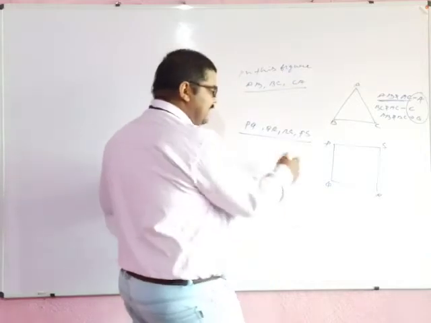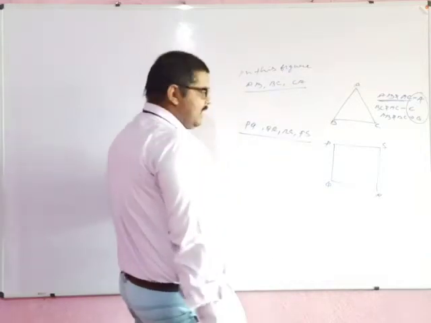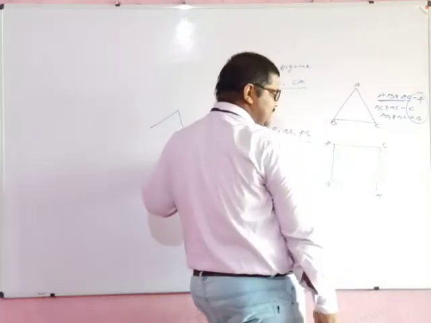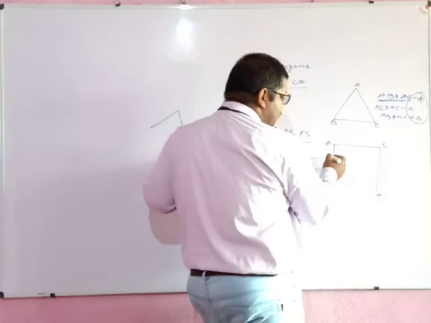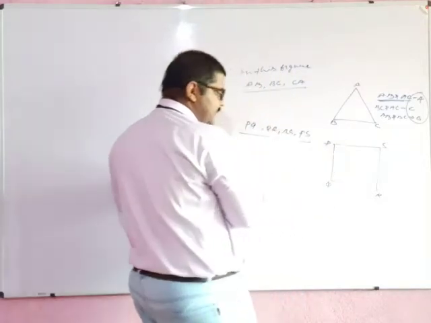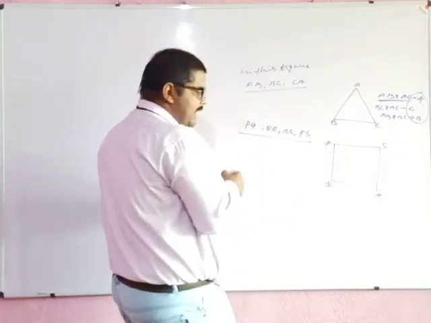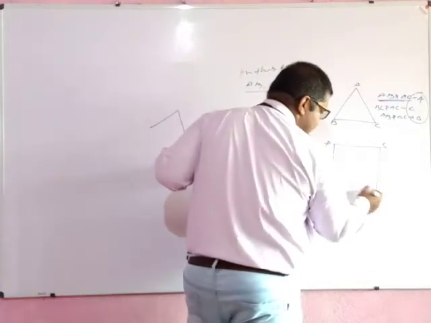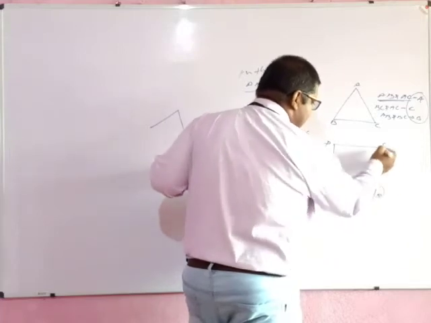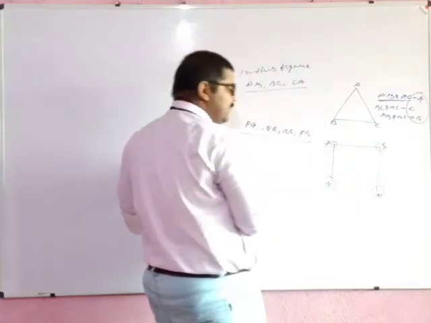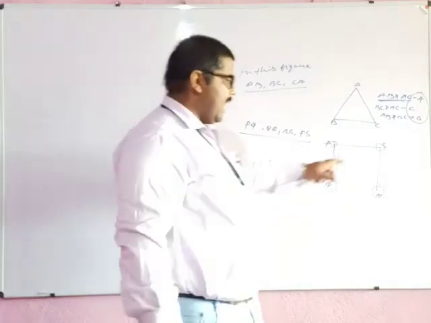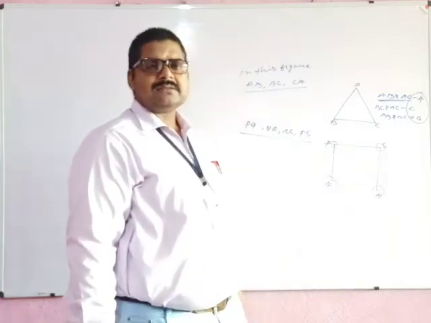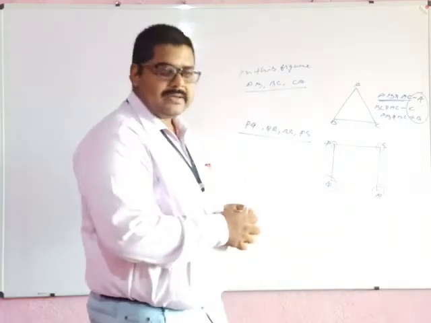Similarly, you can explain in the case of the quadrilateral. You can just see that PS and SR meet at S, SP and PQ meet at P, PQ and QR meet at Q, and QR and RS meet at R. So these four are known as vertices. S, P, Q and R are known as vertices in the case of quadrilaterals.